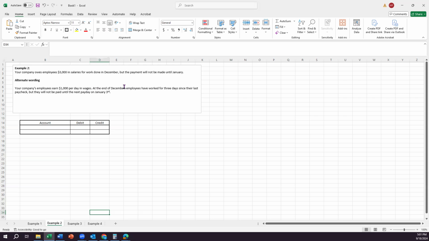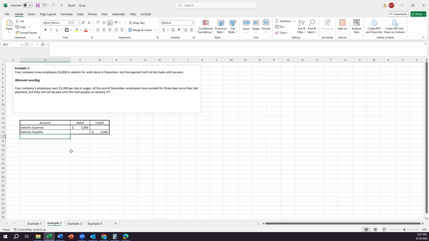On this one, it says your company owes employees $3,000 in salaries for work done in December, but the payment will not be made until January. And so again, pretty straightforward. If we have incurred the expense, we're going to do salaries expense, and we'll debit that $3,000, and then we'll do salaries payable, if I could spell it right, and we'll credit that 3,000.